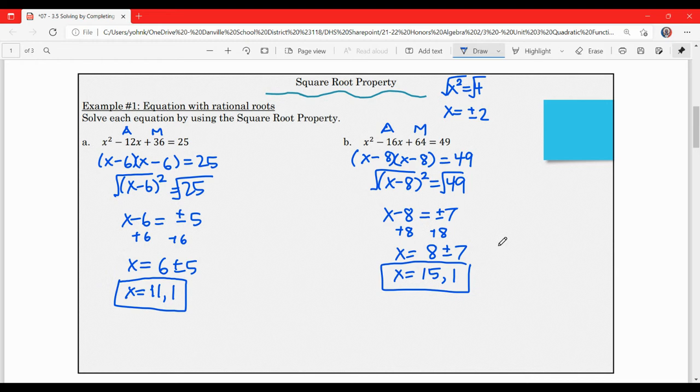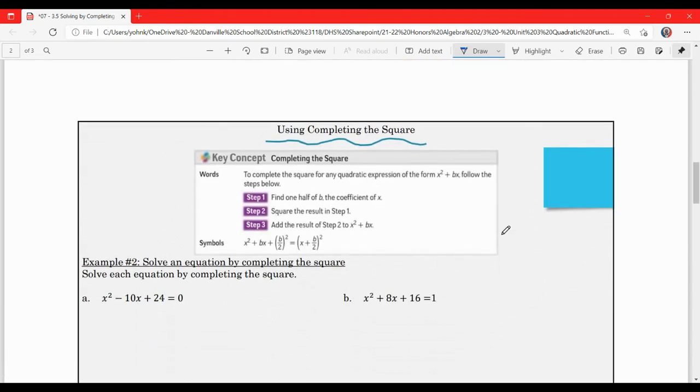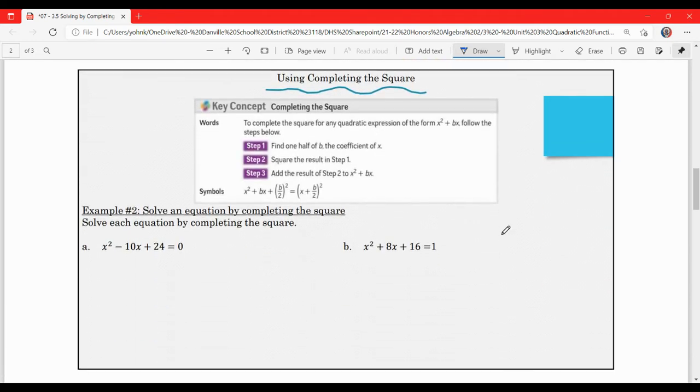All right, so we're going to use that square root property and something called completing the square together in order to solve some equations. So the whole point of completing the square is to take something that is not a perfect square trinomial and make it a perfect square trinomial so that we can do just what we did on the previous slide. Now there are 3 steps to completing the square.